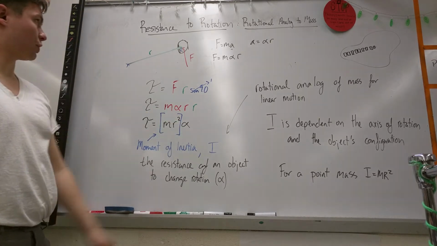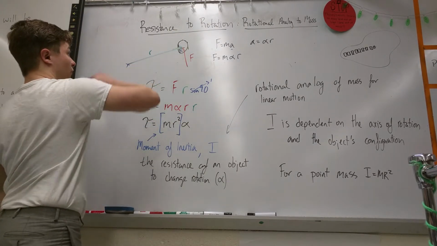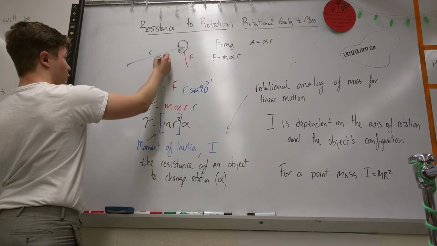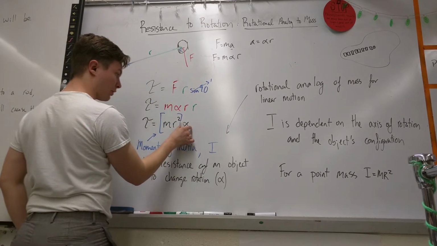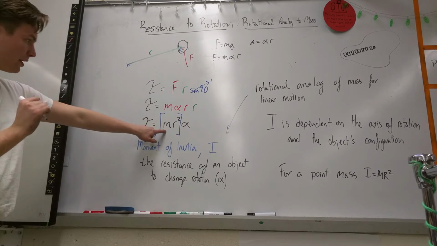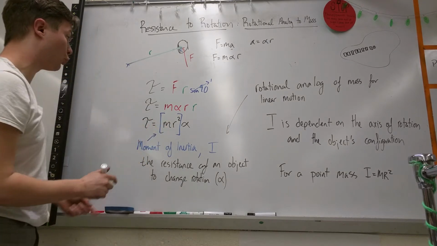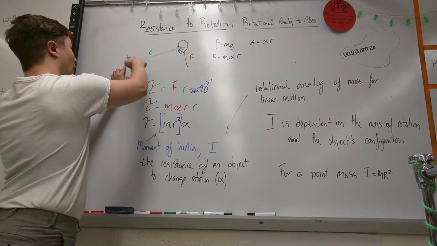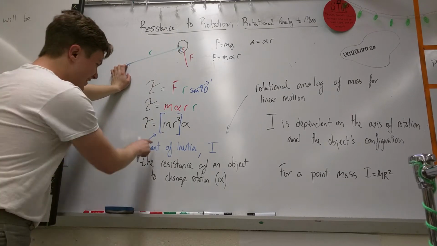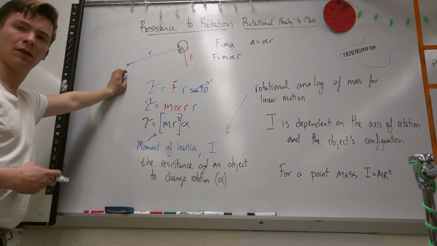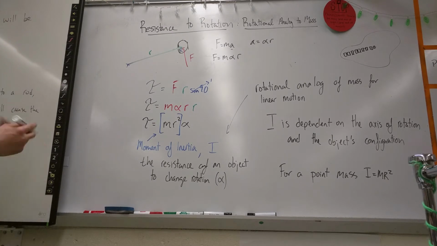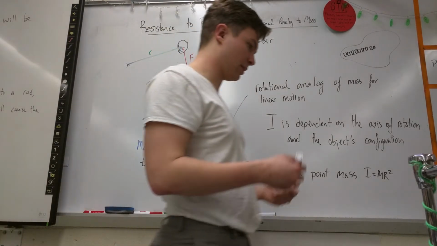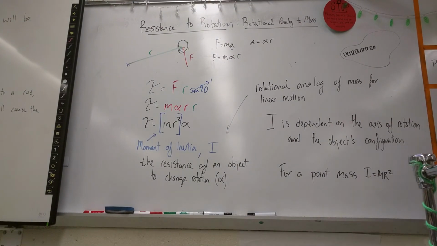This angular acceleration is the acceleration of this puck, and no matter what I have along this string, suppose I have 2 pucks here or 3 pucks here, they're all going to rotate with this angular acceleration. Now, this term here is dependent on the mass and the r, which is the distance that mass is away from the axis of rotation. This is what we call the moment of inertia. The moment of inertia is the resistance of an object to change its motion, change its rotation, and that's in alpha, the angular acceleration. This is the rotational analog of mass for linear motion.